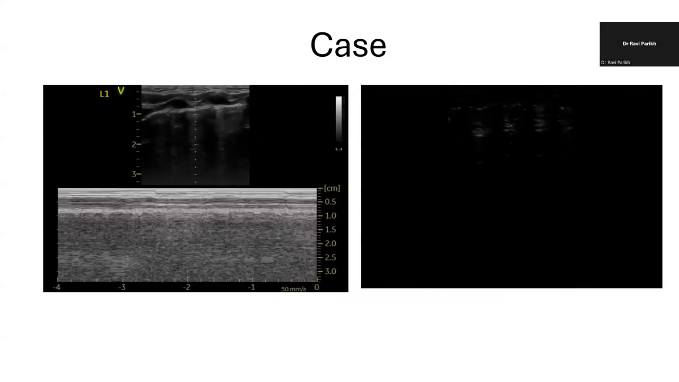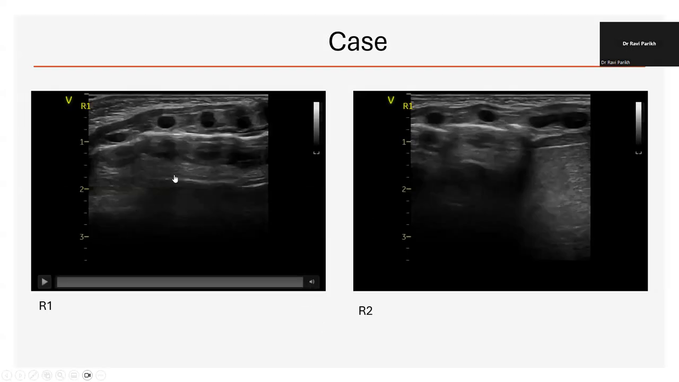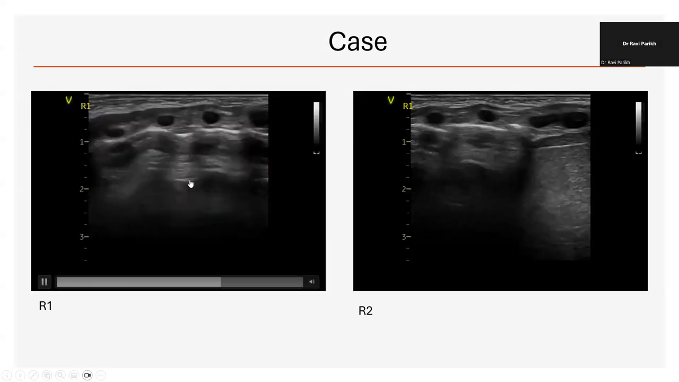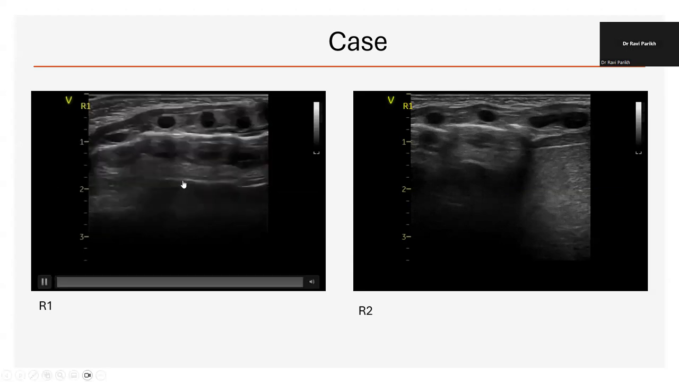Okay. And this is L3. So any doubts? Seashore sign? Happy? Okay. So let's look at R1. Baby's got respiratory distress on CPAP, grunting. Let's see what you think.